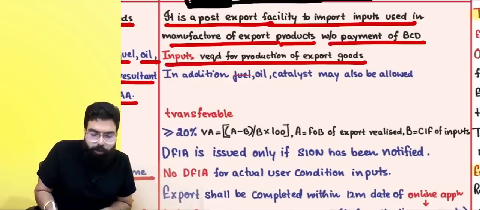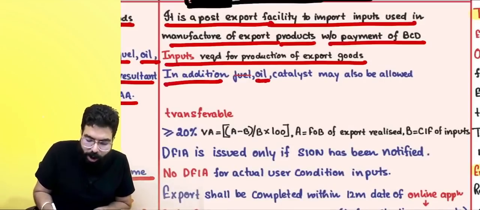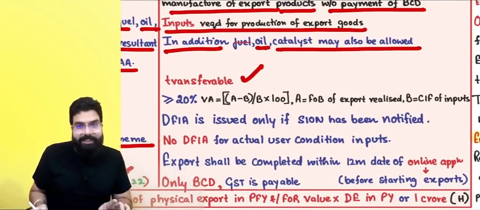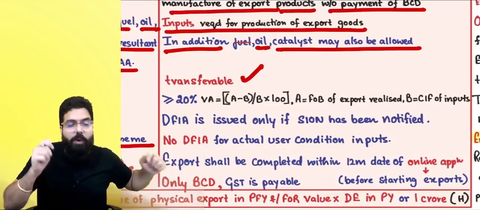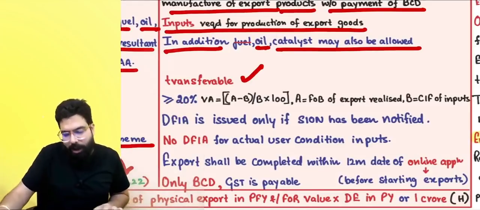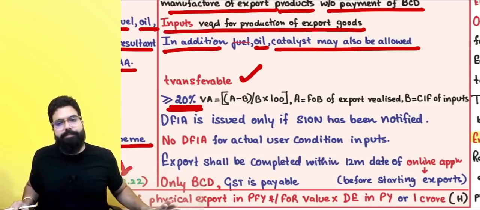Sir, only inputs which are required will be allowed. In addition, fuel is not allowed. Oil, catalyst may also be allowed. Sir, is it transferable? Yes. You have already exported. Now, whatever duty-free import authorization you have, you can go ahead and give it to your friend also. Value addition is minimum 20%.